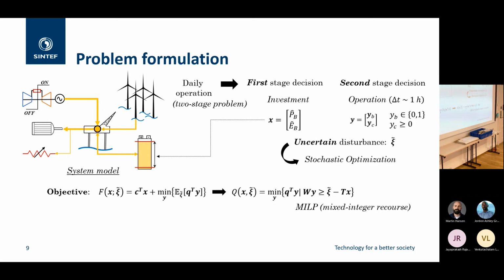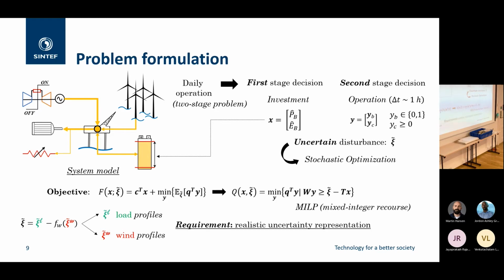What is important, and that's the focus basically, is that this uncertain realization, this disturbance Xi, is composed of two parts. One part is the load and one part is the wind variation. The load, what we call here L with the superscript, is the load profiles, and what we have with W is the wind profiles. So the requirement is that we want a system that has a realistic uncertainty representation.